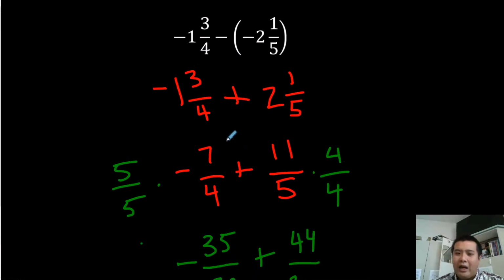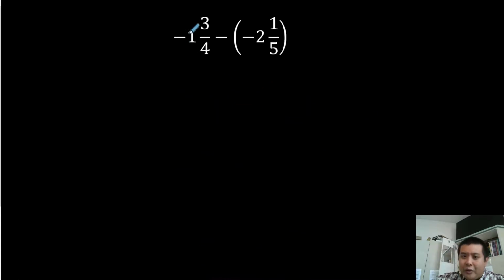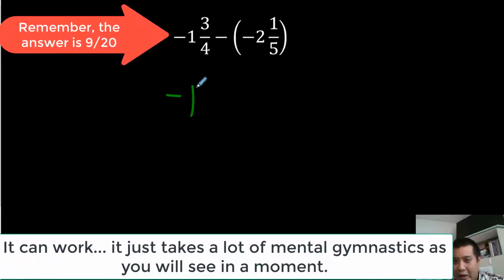Okay. I want to show you guys something. Some students like to use the partial method, where we take parts of each one of these, the whole numbers, subtract them, and then the fraction parts and subtract them. That doesn't really work so well here, okay? And let me show you why. Because if we were to do that, we would first change both of these fractions to common denominators. We get negative 1 15/20.